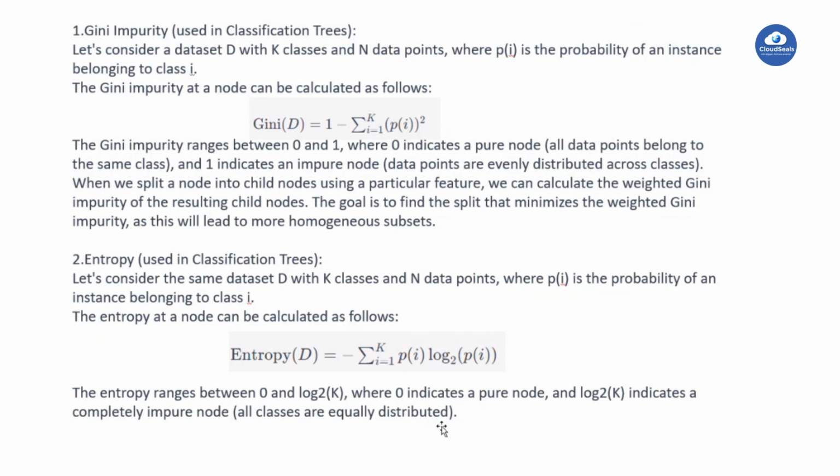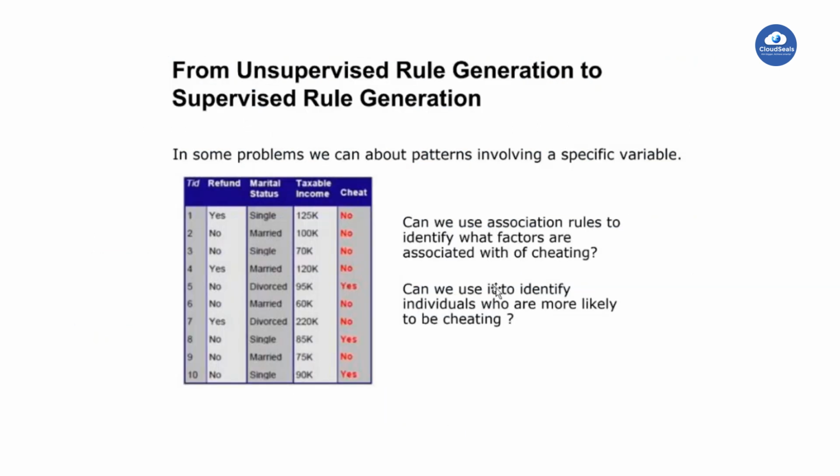Let's take association rules to identify which factors are associated with cheating. We are able to say that if refund is yes, marital status is single and taxable income is greater than 125, then cheat is no. Based on refund and marital status, we are able to identify whether it is cheat or no. But we can't take that type of rules; I mean logical rules.